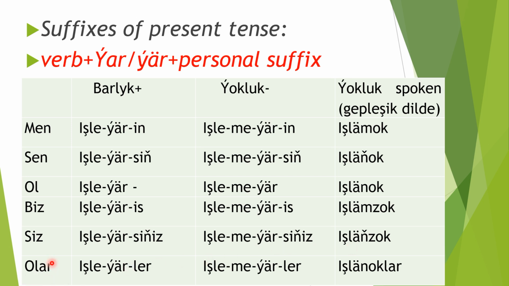The next one and the last one, olur. Olur işleyerler. İşle is the verb, yer, and ler. Ler is a personal suffix. Ler is also plural, and it's also the personal suffix of olur after the verb. İşleyerler.